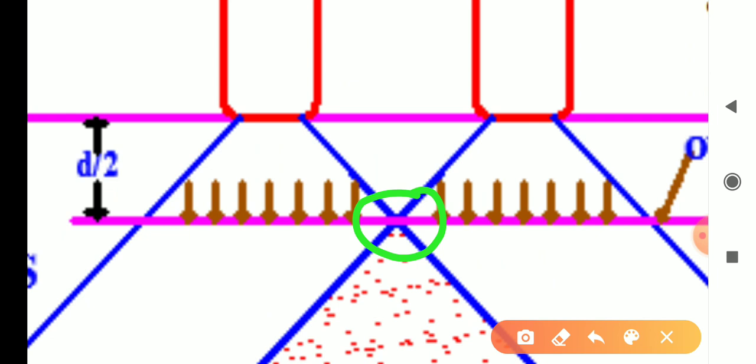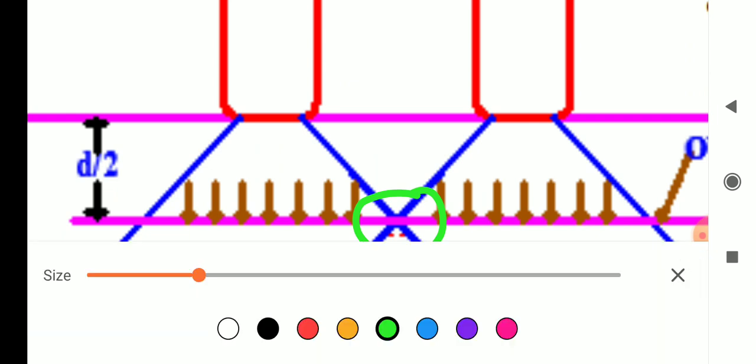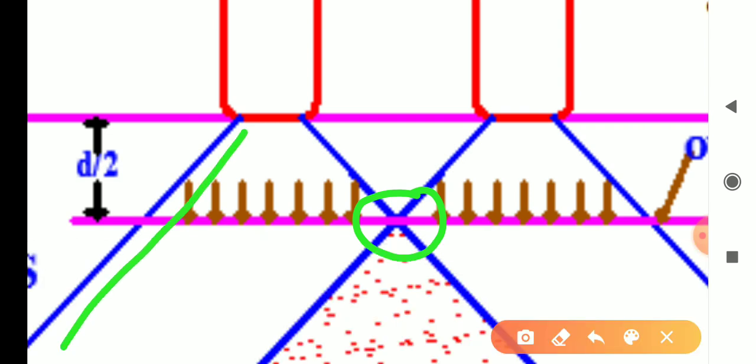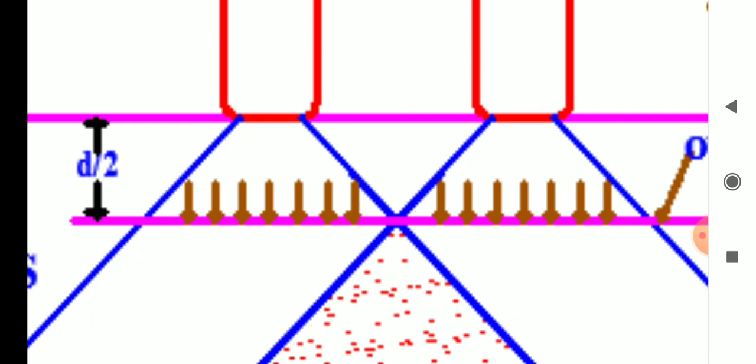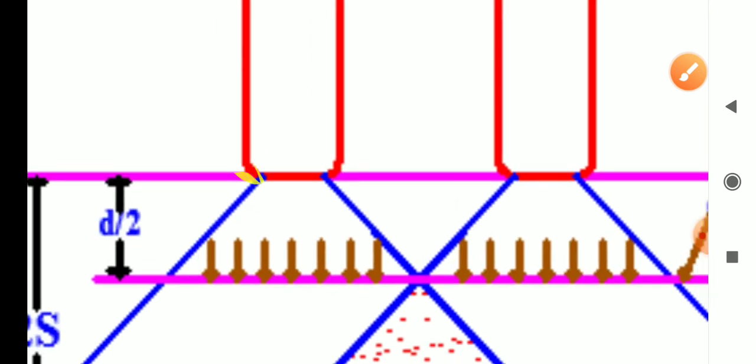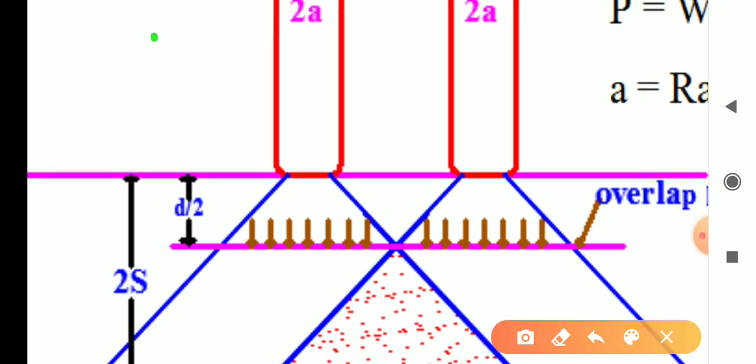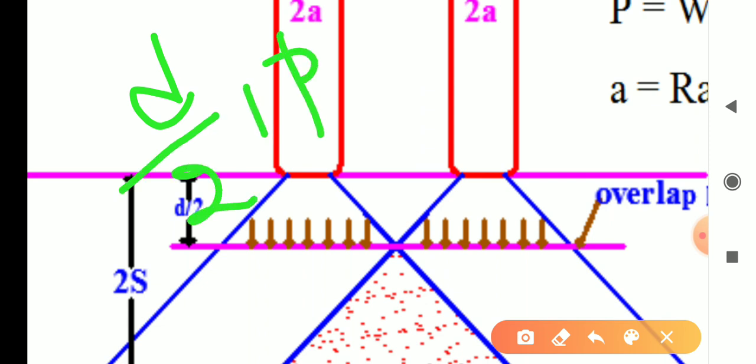Whatever blue line I have shown here is the stress, and this stress is totally individual. At the point of d by 2 it is individual. That's why d by 2 comma p. So this is point E.